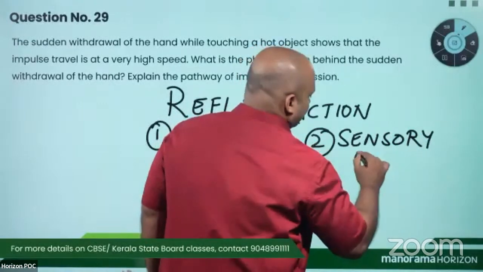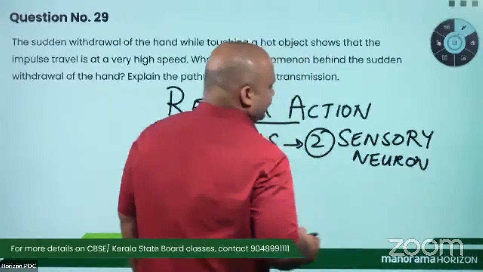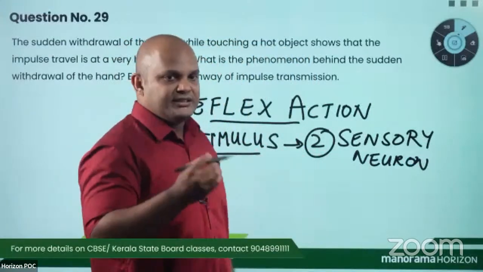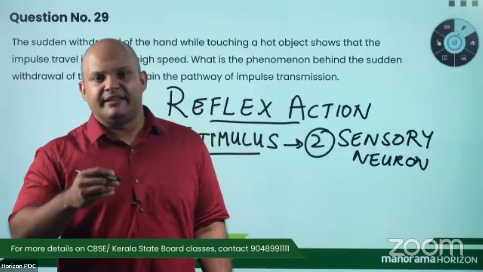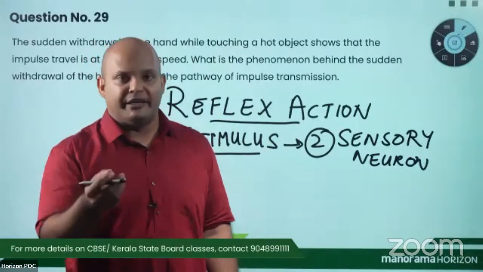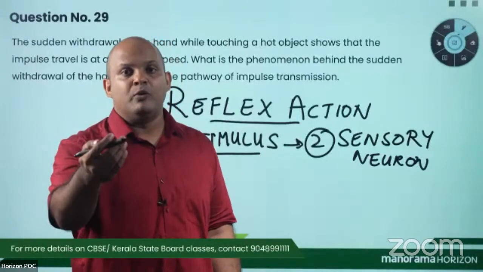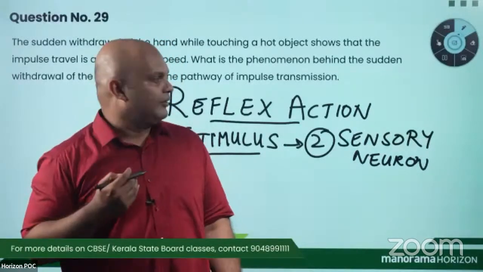A sensory neuron. A sensory neuron is a neuron that is designed to sense things. It can sense temperature, it can sense pressure, it can sense pain. It cannot send out any signals towards the environment. It can only accept signals from the environment.